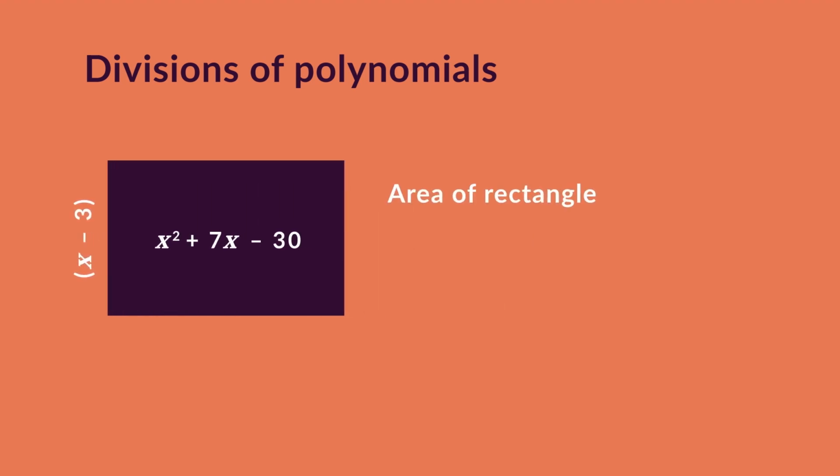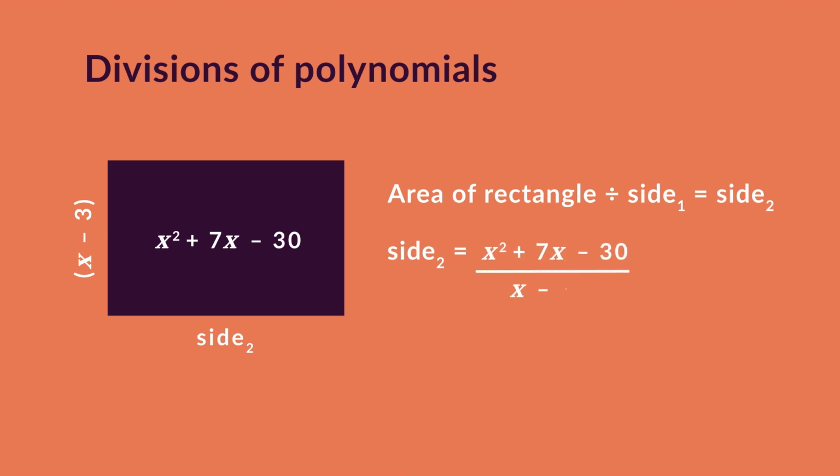Divisions of polynomials work in much the same way as division with numbers. For example, this rectangle has an area represented by the polynomial x squared plus 7x minus 30, and one of the sides is x minus 3. We know that the area of a rectangle equals length times breadth, so if we divide the area of the rectangle by the known side, side 1, we'll get side 2. So side 2 equals x squared plus 7x minus 30 divided by x minus 3.